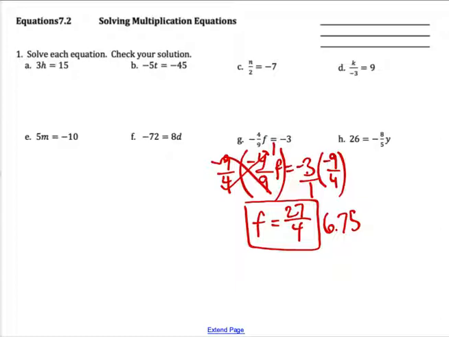And then when we check our solution, I'm going to leave it as a fraction because I think it'll make this step easier. So -4/9 times f, f being 27/4, is supposed to equal -3. Okay, let's see, we can actually reduce the 4's. We get -1/1. 27/9, divided both by 9, we get 3/1. So -1 times 3 is -3, and 1 times 1 is 1. So -3/1 does equal -3. That checks out just fine.